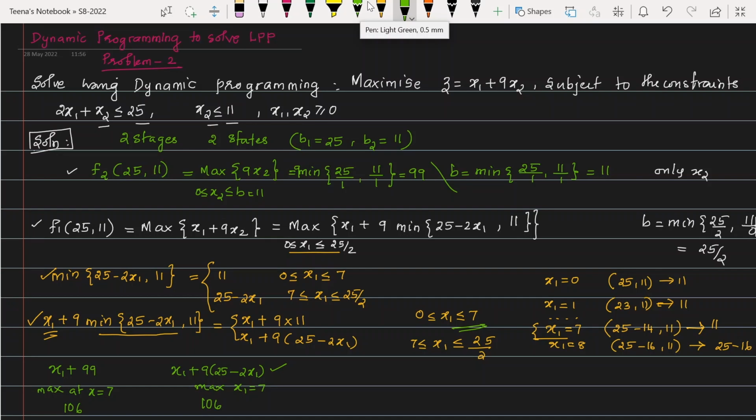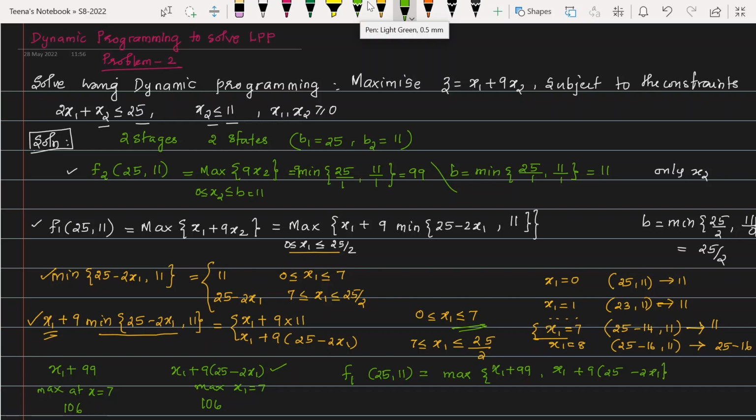So let us conclude our f2(25, 11). So we get f1(25, 11) is equal to the maximum value, and the maximum value is 106, or we can write it as the maximum of x1 plus 99, comma x1 plus 9 into 25 minus 2x1.